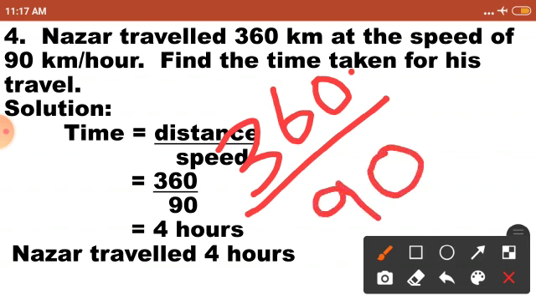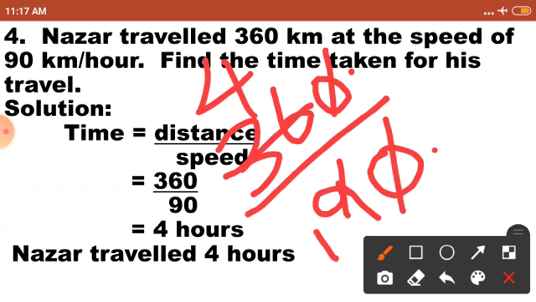Now see, here the ones place is 0. Likewise here also the ones place is 0. So cancel both of these zeros. Now what you got? 36 divided by 9, right? So I am going to divide these two numbers with 9. 9 1 is 9. Coming to the numerator, 36. 9 4s are 36, right? So now we got 4 divided by 1. So 4 divided by 1 means it is actually 4 only. And this is time, so we will put the unit as hours. So Nasser travelled 4 hours.